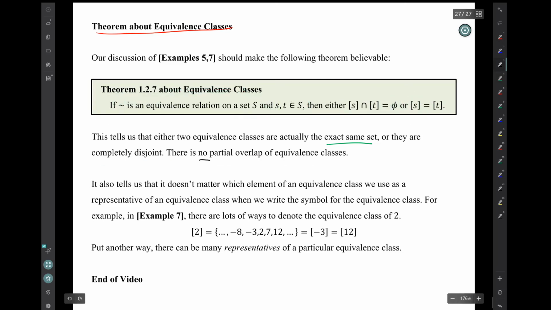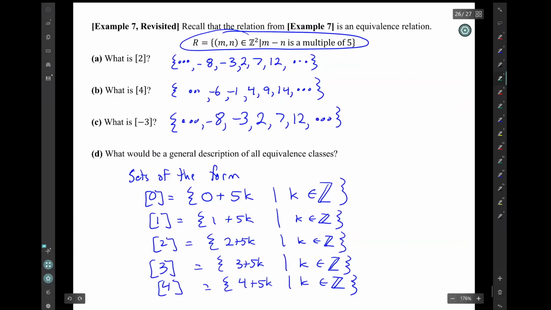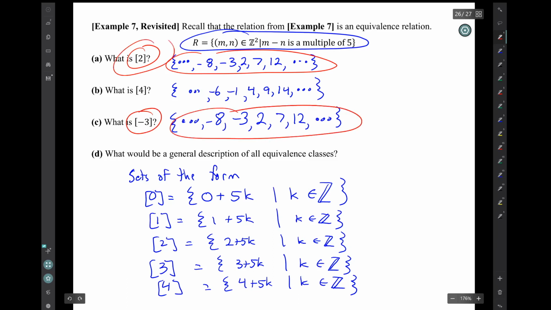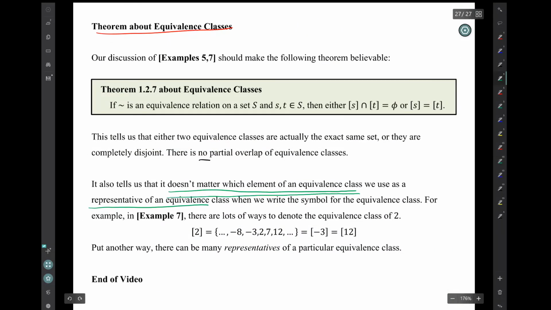This also tells us that it doesn't matter which element of an equivalence class we use as a representative of the class when we write down the symbol for that equivalence class. So for example, in the previous example, this symbol denotes this class, and this symbol denotes this class. In this symbol, 2 is being used as the representative of that class, and in this symbol, -3 is the representative of that same class. So it doesn't matter which element we use as a representative when we write the symbol for that class.